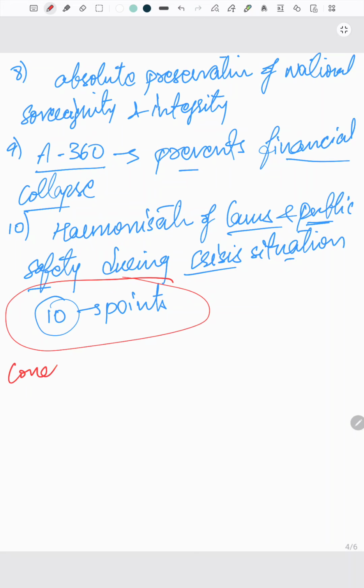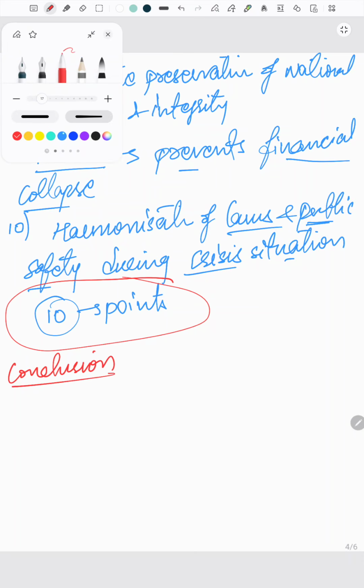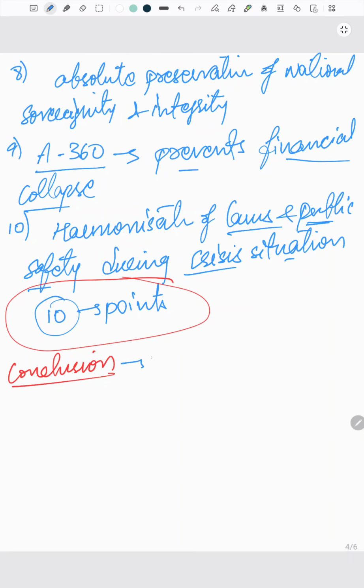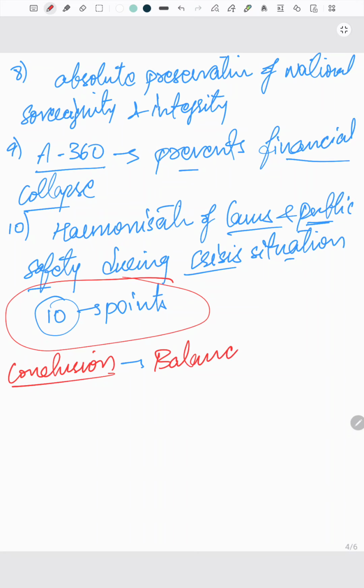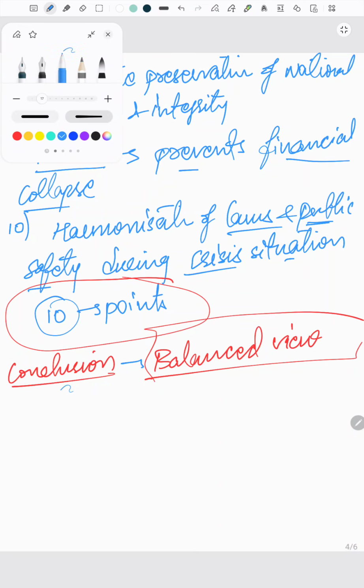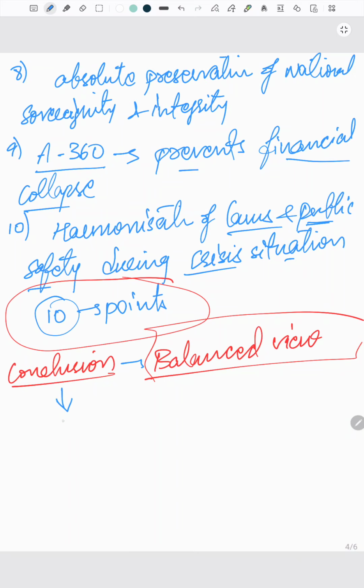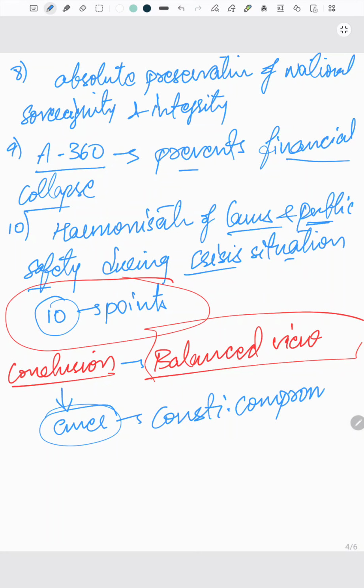So next, let's focus on the conclusion. I'll tell you a trick. Whenever you have a positive impact and negative impact, your conclusion should be a balanced view, because being a bureaucrat, you can't take one side solely. So a balanced view needs to be maintained. How can we maintain the balanced view? We can do so by stating that though the emergencies are making a constitutional compromise, because from quasi federal we are going towards a unitary structure, right?